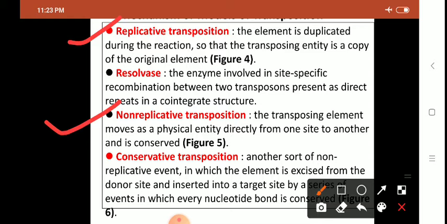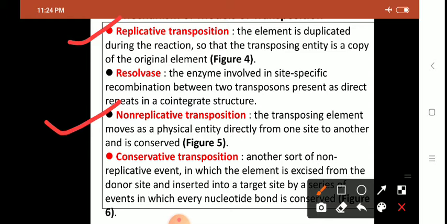What happens here? The transposable element moves as a physical entity directly from one site to another and is conserved. That means it jumps from the site where it is originally present and gets inserted at the target site. At one place it is no longer there, and at the target site the transposon is present. So the transposable genetic element moves as a physical entity. It is not duplicated. It directly moves from one place to another and it is conserved.